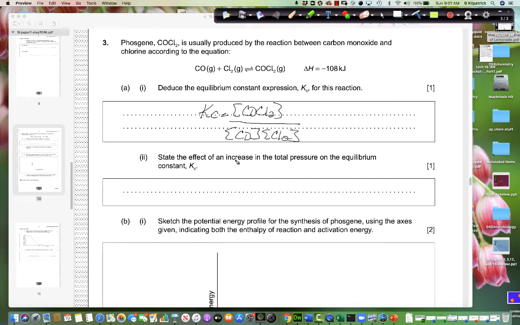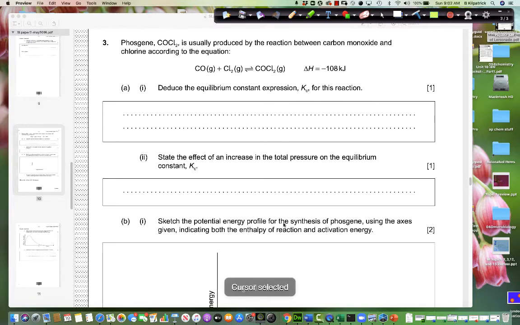So state the effect of an increase in total pressure on the equilibrium constant. Be careful because some people will read this and say, oh, well, if you increase the pressure, then it's going to shift to the product side because you've got fewer moles. That's not what it's asking. It's asking about K. There should be no impact on K. The only thing that impacts K is your temperature. So you would not get any mark if you also wrote that it would shift to the product side.